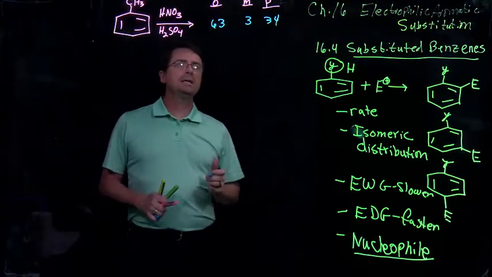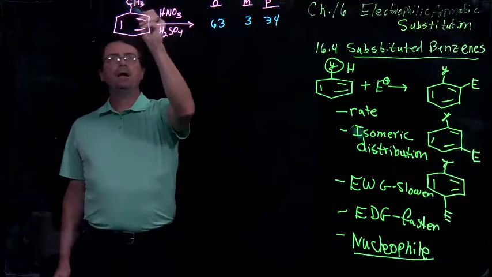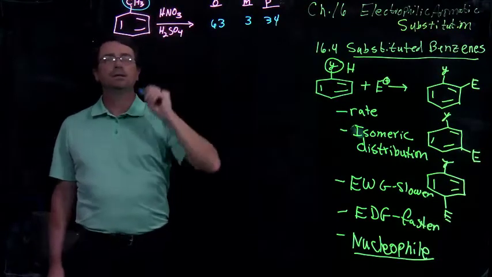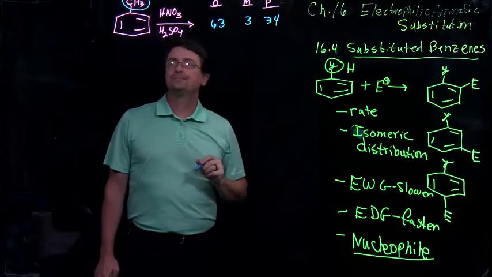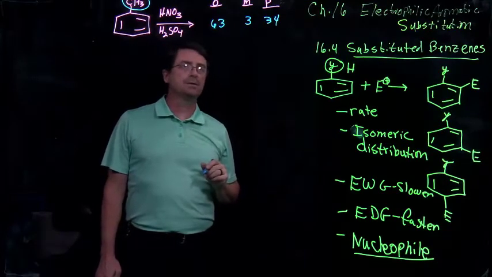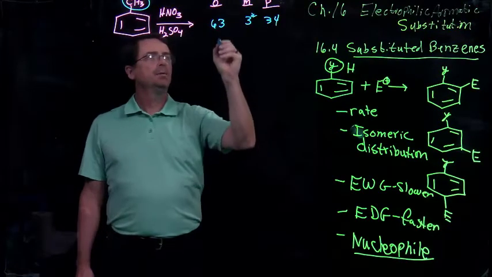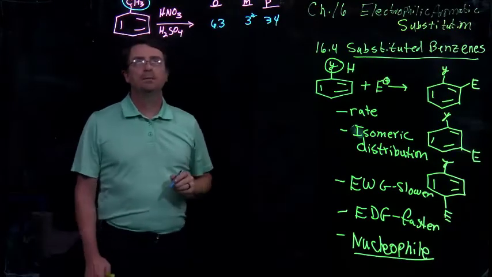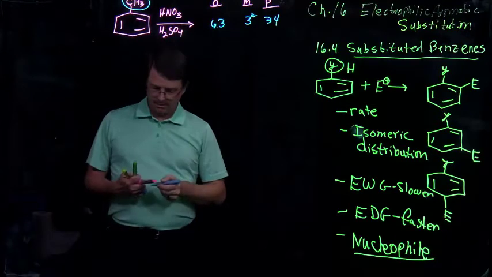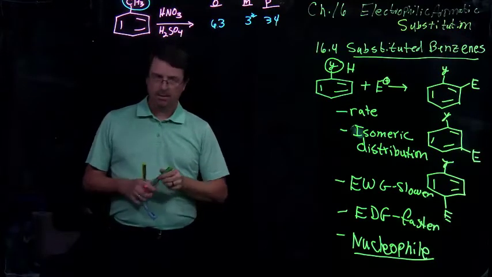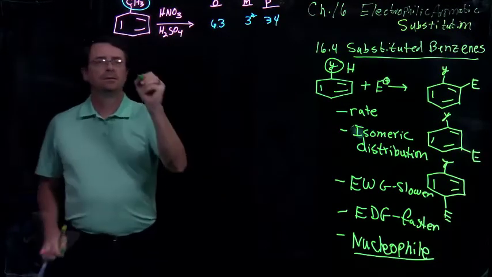So what we see here is that when we have a methyl group, which is illustrative for alkyl groups in general, we get very little of the meta, and we get mostly ortho and para. Okay. Now let's look at a slightly different compound.